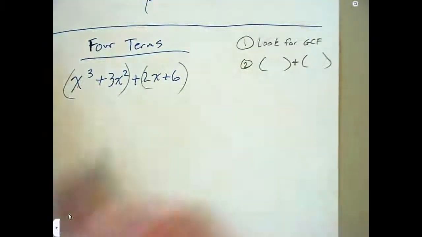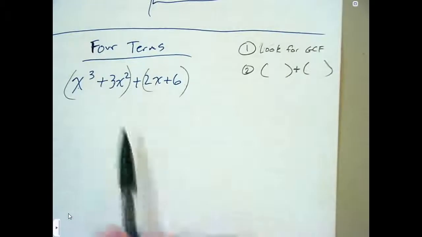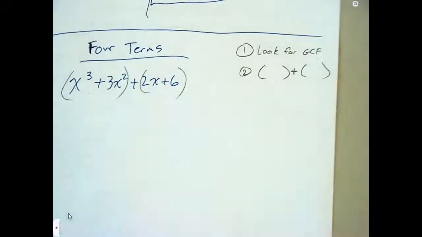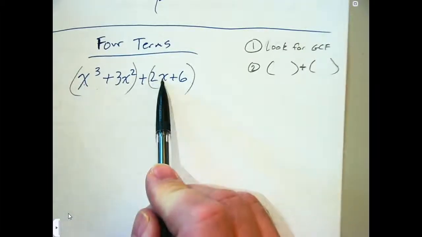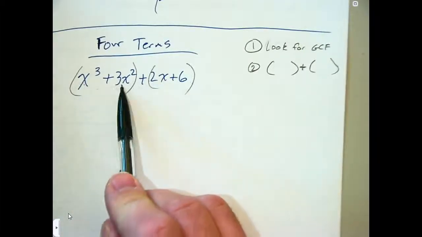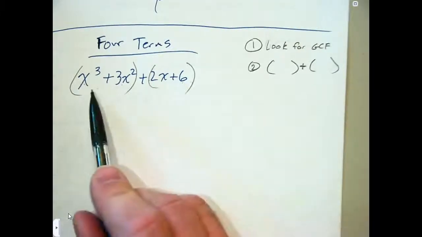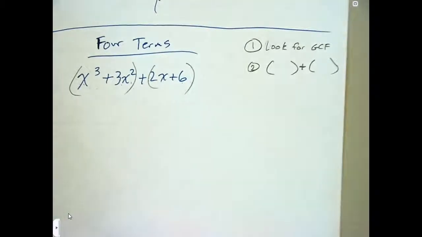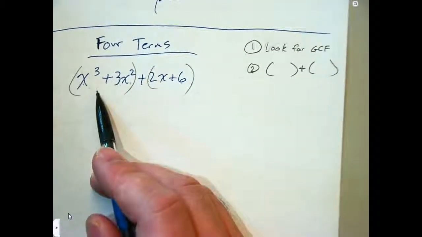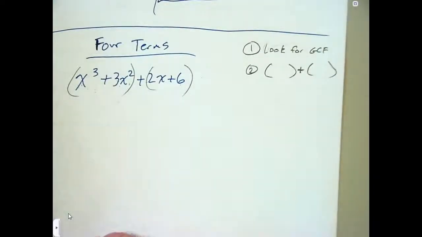All right. So I've created my groups. I created them randomly. Most of the problems you get, you'll be able to just create groups like this and it'll work out. But you may have to group this one with that one sometimes, or that one, the second term with the 4th term. Right now I'm just going to try to create groups using the first 2 and the last 2. Okay? So once you do that, you're going to pull out a greatest common factor of each group.